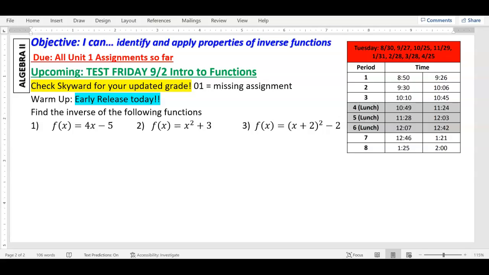In Skyward, again, if you see a 1, that means it's missing. You can always turn it in. Everything you need is in that blue band and on Google Classroom.